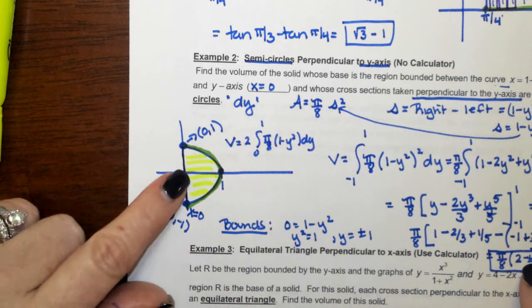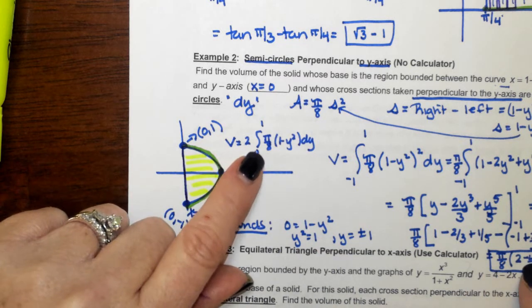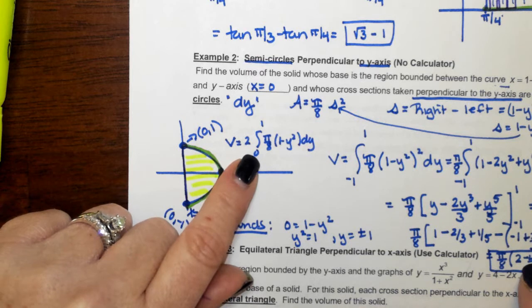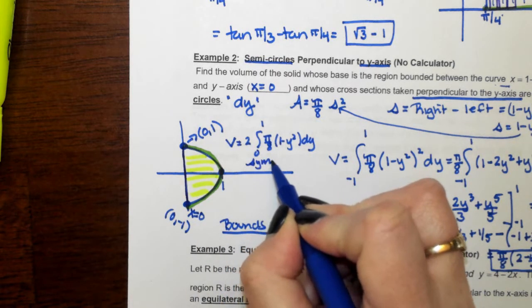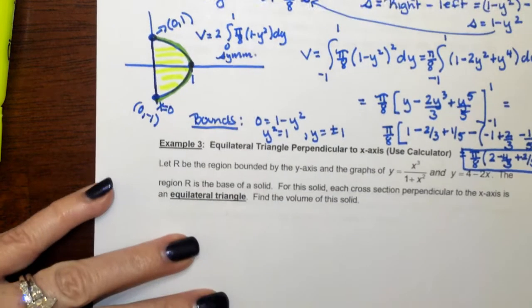So since that lower bound is a 0, remember when you're doing definite integrals, it's always easier when you have a 0 as your lower bound. So either way you could have done that. So you could have also used the idea of symmetry to calculate this volume.